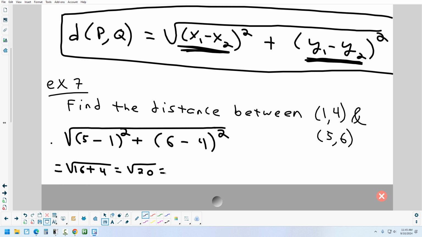But the square root of 20 is a root that can be simplified. I don't mean get a decimal. I mean you can reduce it.